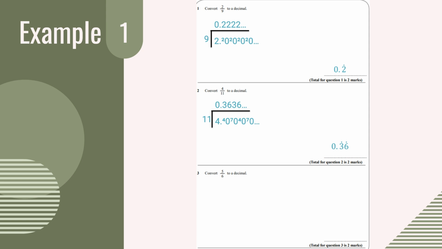Now, with our third question, we're asked to convert 5/6 to a decimal. We do our bus stop method, and we get 0.83333 recurring carrying on. Here, we put 0.8, then the 3, which is then recurring. Because the 8 is not recurring, as it only happens once, but then the 3 recurs after. So we put the recurring dot above the 3.